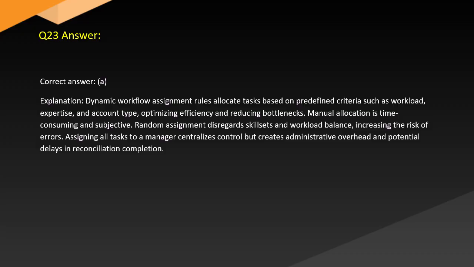Answer. Correct answer: A. Explanation. Dynamic workflow assignment rules allocate tasks based on predefined criteria such as workload, expertise, and account type, optimizing efficiency and reducing bottlenecks. Manual allocation is time-consuming and subjective. Random assignment disregards skill sets and workload balance, increasing the risk of errors. Assigning all tasks to a manager centralizes control but creates administrative overhead and potential delays in reconciliation completion.